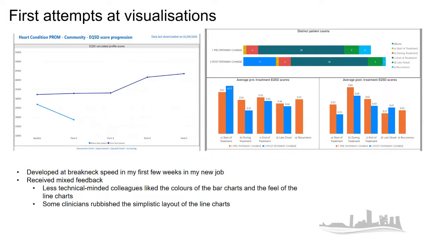So in my first 2 weeks of the job last year, I was asked at short notice to provide a report on EQ5D data for the heart failure project. Now, these are two images from that first report. I used a simple line graph for the profile scores for the EQ5D, that's on the left. I did manage to come up with a longitudinal concept. I don't know if you can quite see it there, but it goes baseline, Form 2, Form 3, and Form 4.